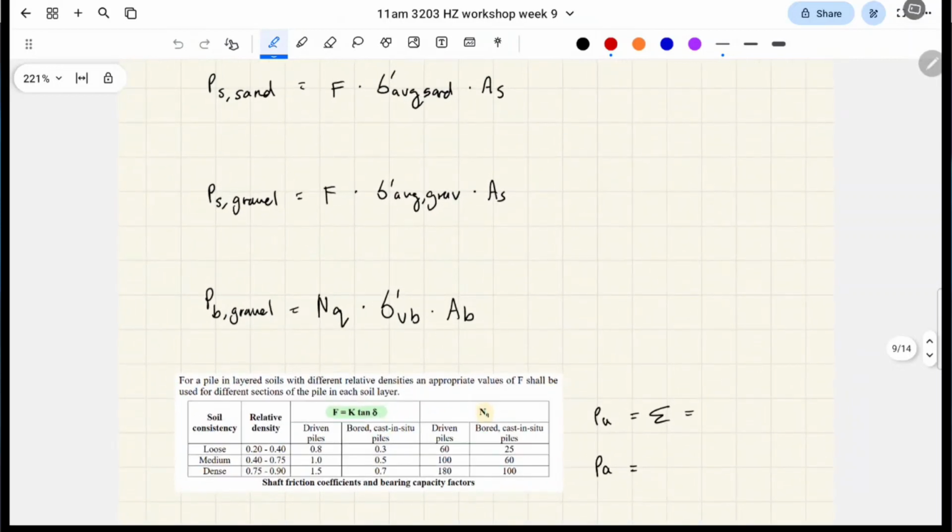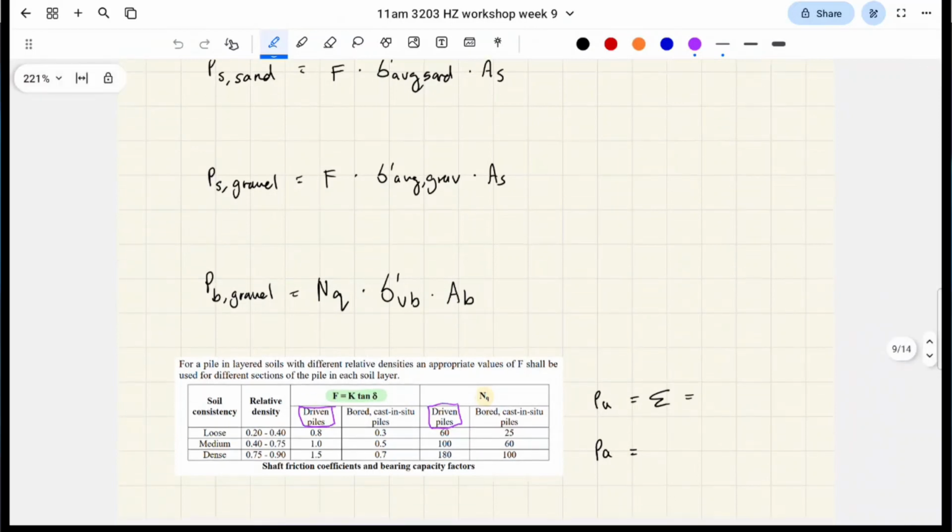We were told that we're dealing with driven piles. So immediately we just have to focus on these two columns, right? Because the entire pile is obviously either going to be driven or bored. Since we're dealing with driven piles, and we have two layers we care about, a loose sand layer and a medium gravel layer, we're going to have to go across and find the values we care about. So the friction value for the loose sand at the shaft is going to be 0.8, and the friction value for the gravel is going to be 1.